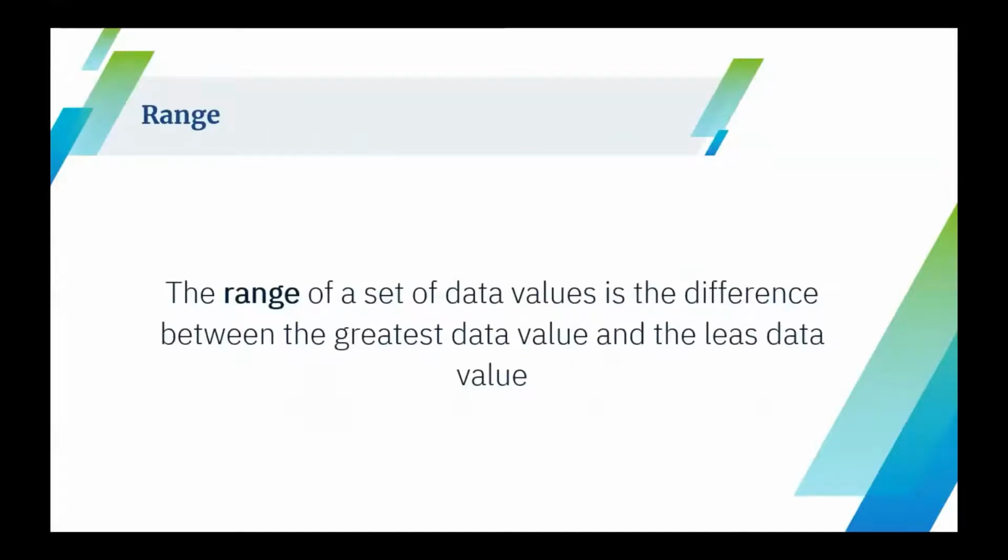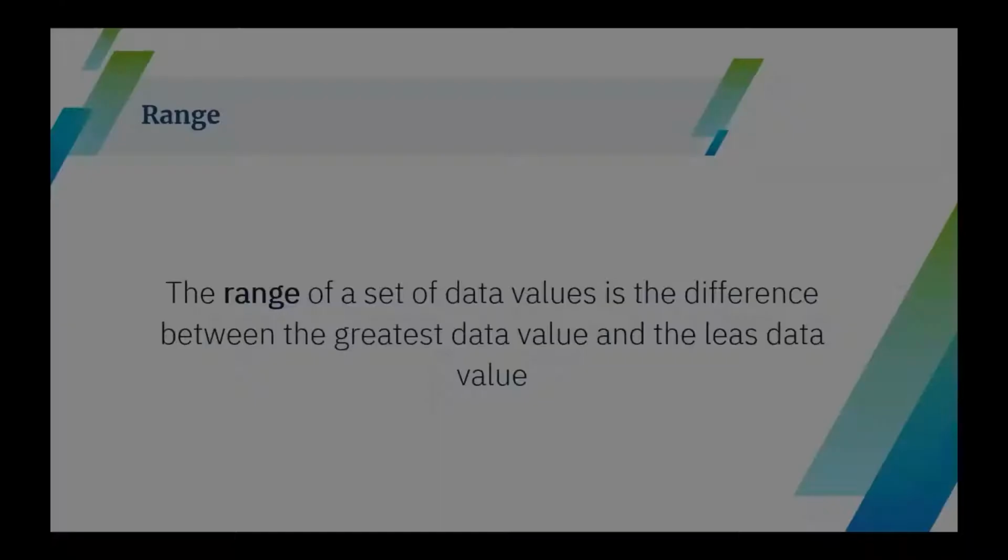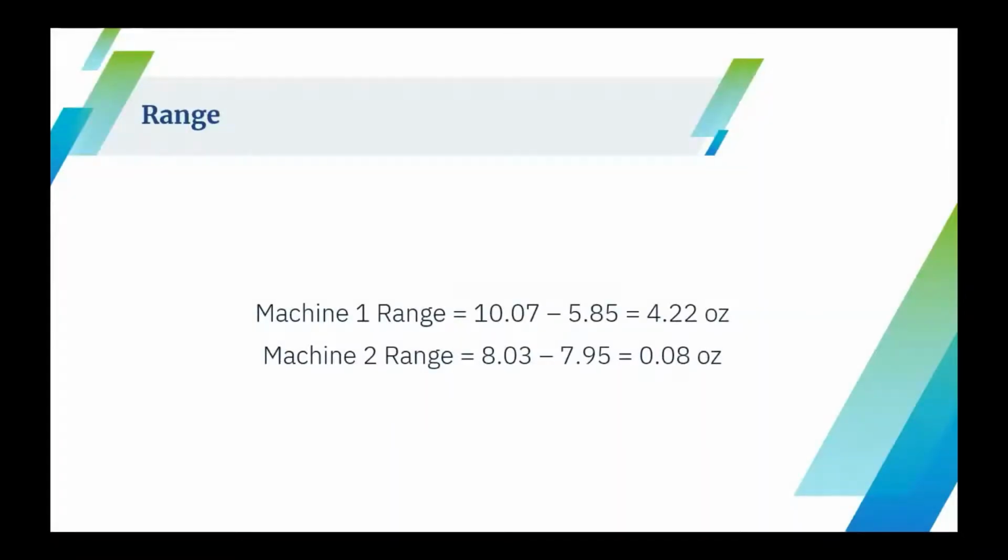The range of a set of data is the difference between the greatest data value and the least data value. For instance, find the range of the number of ounces dispensed by machine 1 as shown before. So we could see that the greatest number of ounces dispensed by machine 1 is 10.07 and the least is 5.85. The range of the number of ounces dispensed is 10.07 minus 5.85, which is 4.22 ounces.